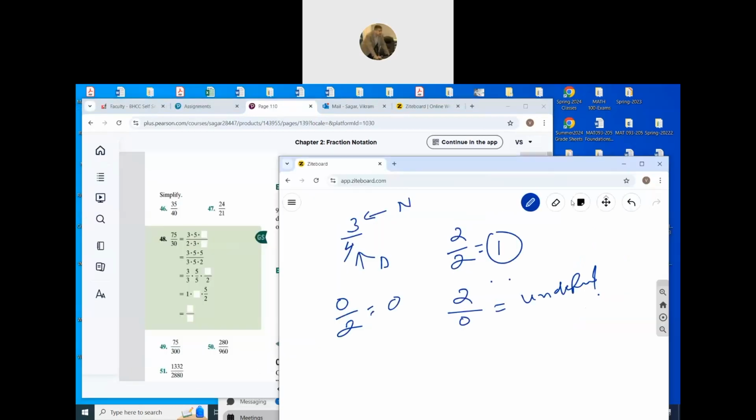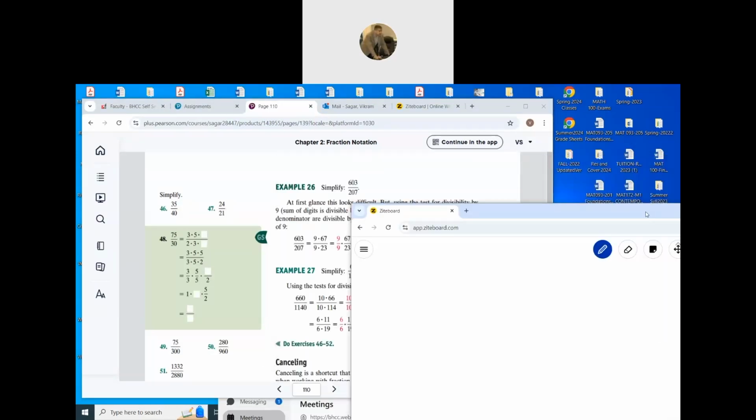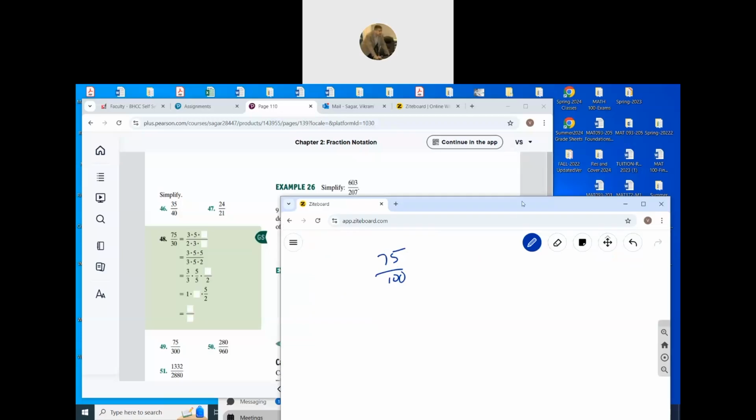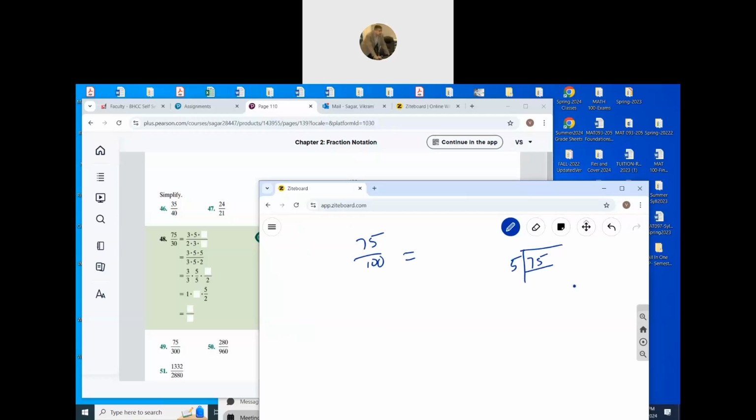Simplifying means, let me take one of the examples. Let's say you have 75/100. How are you going to simplify? That's what they are doing here. You factor 75. Remember last time we learned this. I could go 25 times 3, but let's break this number down further: 5 times 15, then 5 times 3.